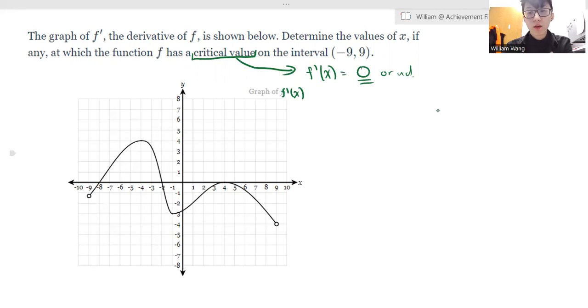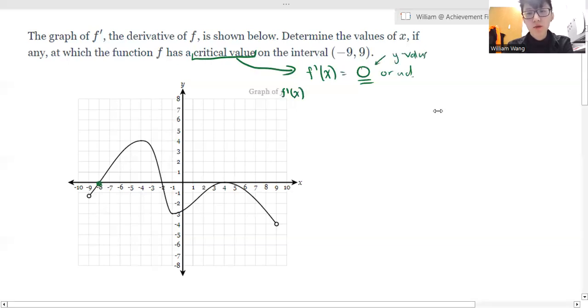I know I'm looking for when the derivative is equal to 0, so let's just look. When is my graph equal to 0? Well, this graph is equal to 0. It looks like at -8, right? Because the y value is 0. So I'm going to note here, this is a y value. All right, if my graph is equal to something, that means the y value is equal to that thing.